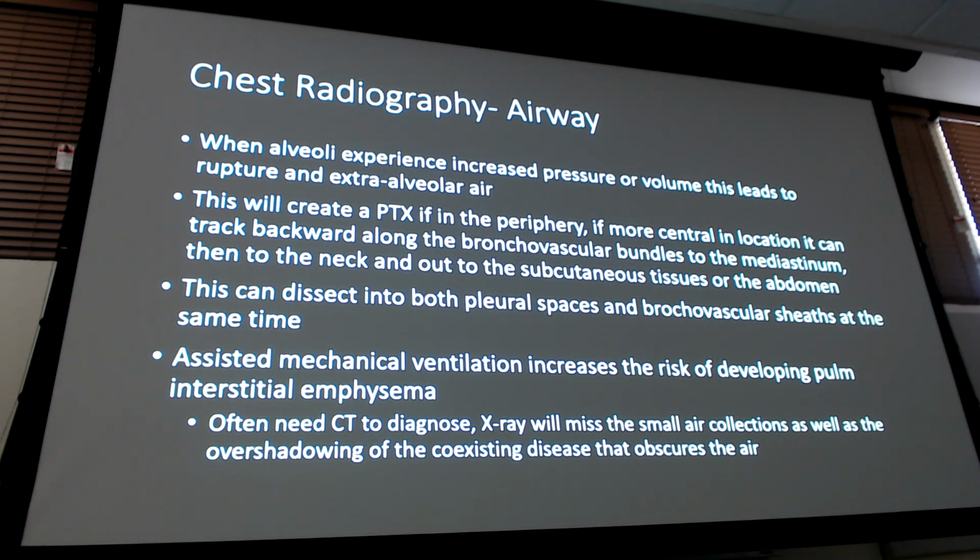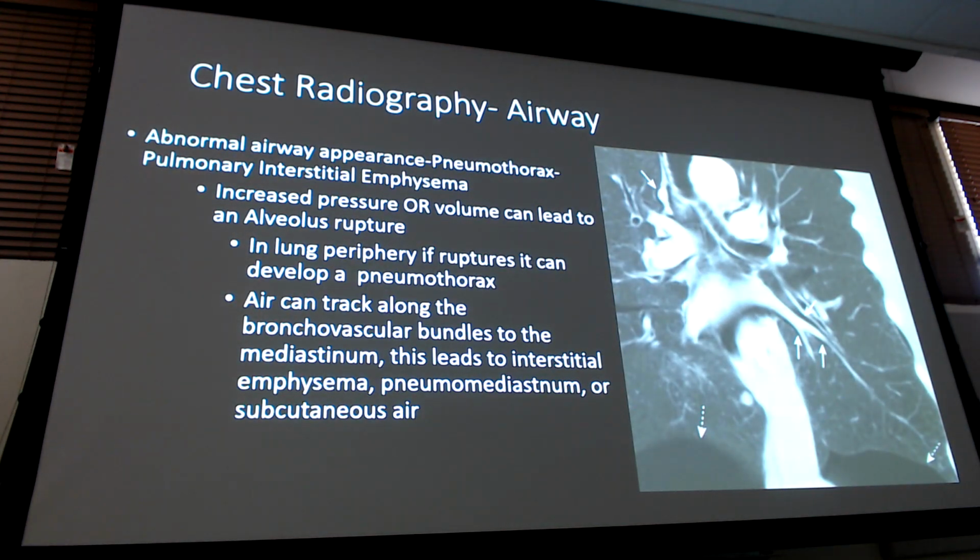A lot of times you need a CT to diagnose it because it's so minuscule that x-rays don't even really pick it up. Because what it is, it's air in the interstitium. So you can see the small little pneumothorax out here on the CT, right? It's right there. That's why CT is the study of choice for pneumothorax. Look at that. I'm not going to see that on an x-ray. But what we're looking at, that pulmonary interstitial emphysema, is air around the pulmonary vasculature due to ruptured alveoli.